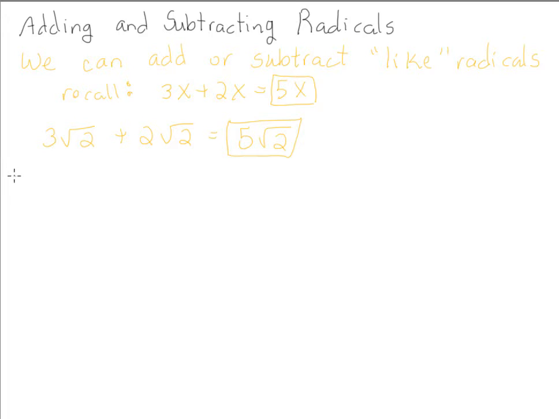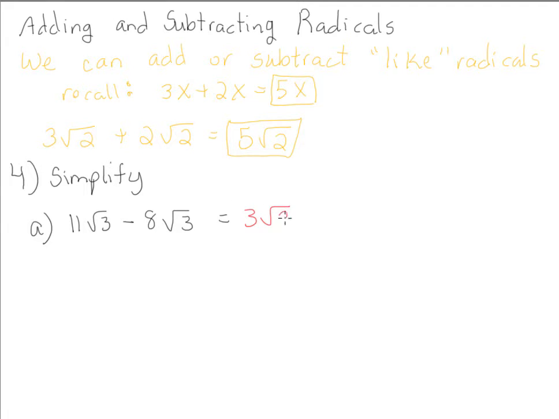All right, looking at our very first example here. Our instructions are to simplify these radicals. So let's look at A, which is 11 the square root of 3 minus 8 the square root of 3. So combining the like terms, we're going to take 11 minus 8, which gives us 3. And then we're just going to keep the radical. So we're going to write it as 3 the square root of 3.